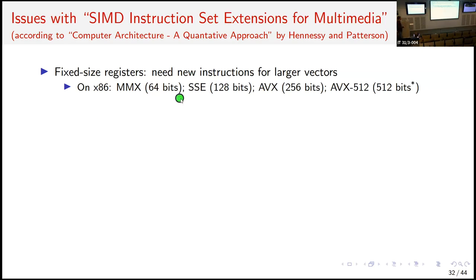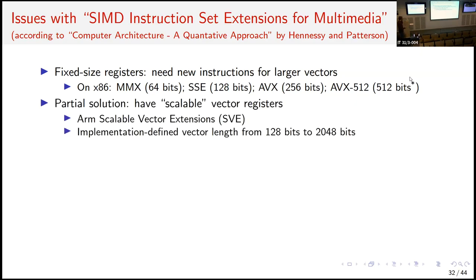Then we had SSE, 128 bits. Then we had AVX, 256 bits. Then we have AVX 512, which is 512 bits. With a small caveat: AVX 512 also has instructions to work on 128 and 256 bits. But basically, if you want to increase the register size, you end up creating new instructions.